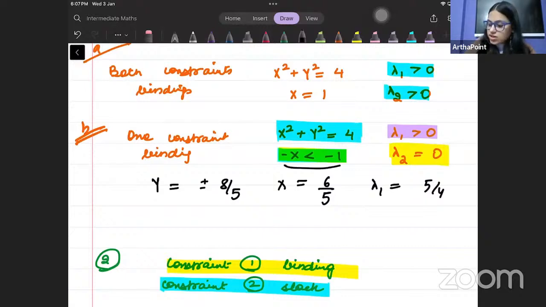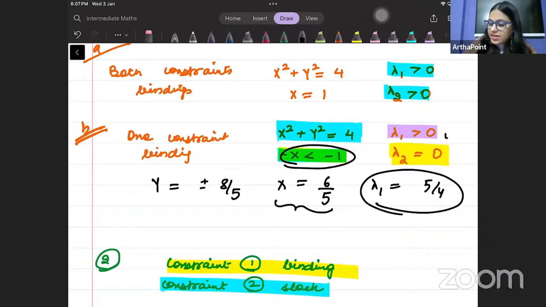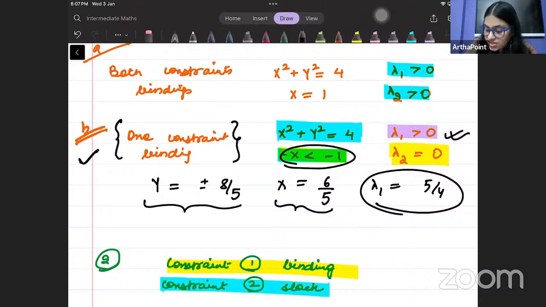So this constraint is satisfied, beta. Lambda 1 is greater than 0 is satisfied and y is ±8/5, which is okay, fine. Y पे कोई constraint नहीं था. So we have satisfied all the properties that must be satisfied. So this condition is at this point where one constraint is binding. इस constraint को हमने binding रखा है. It is satisfying all possible conditions.